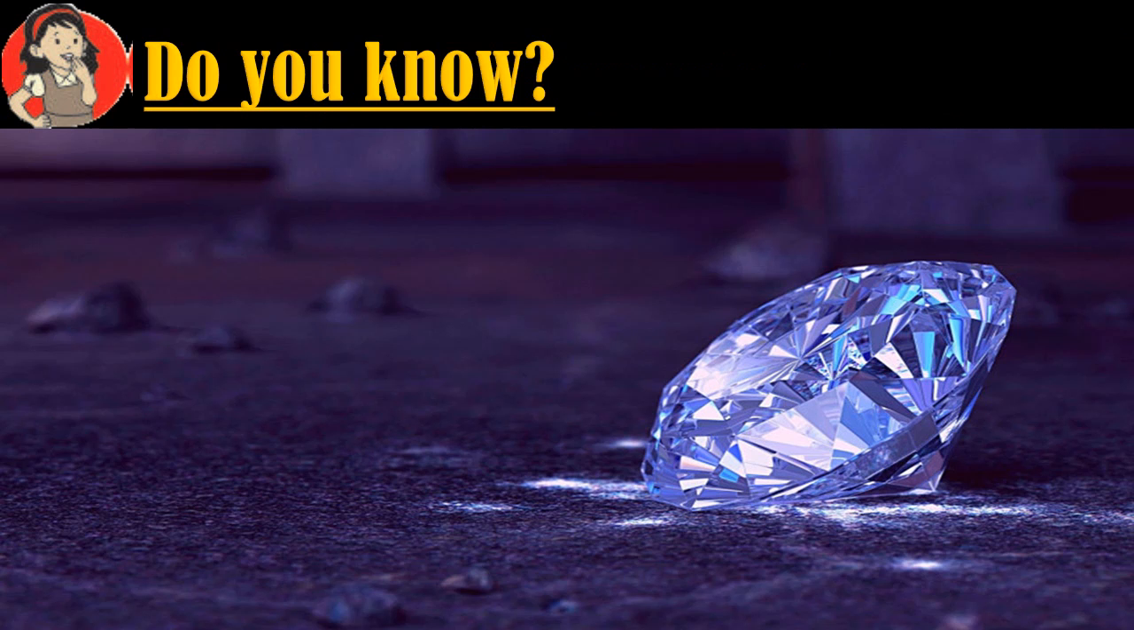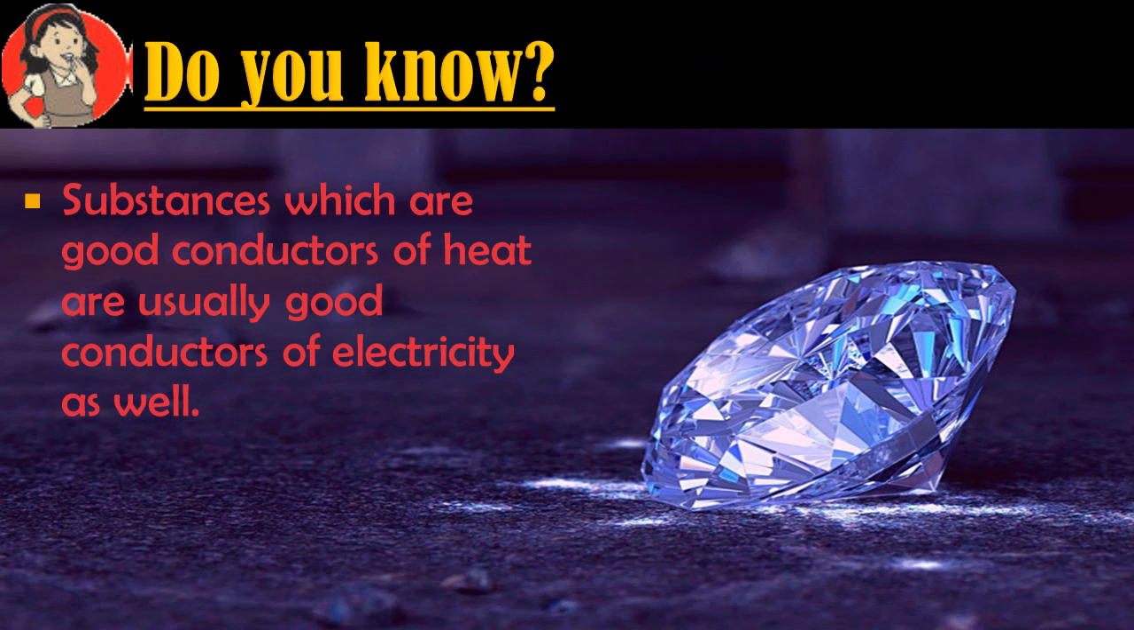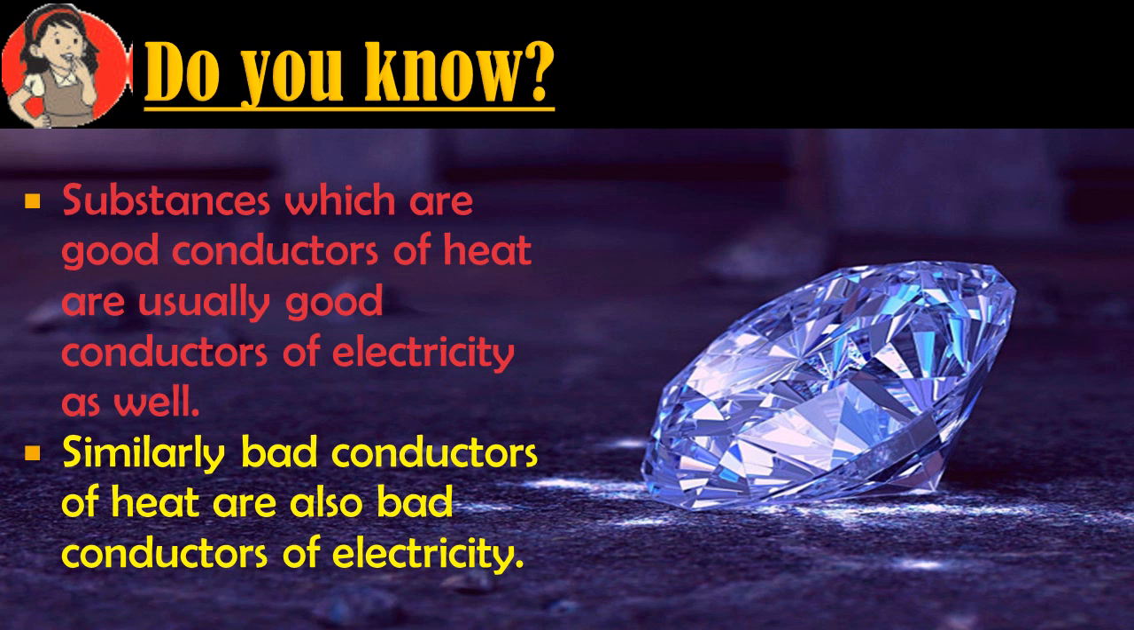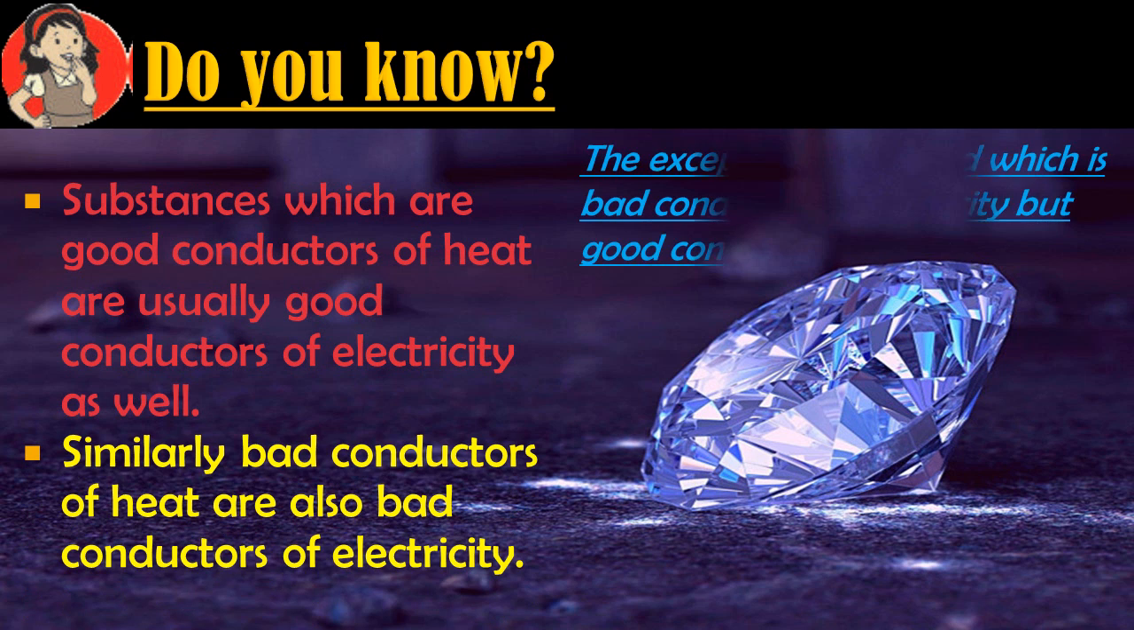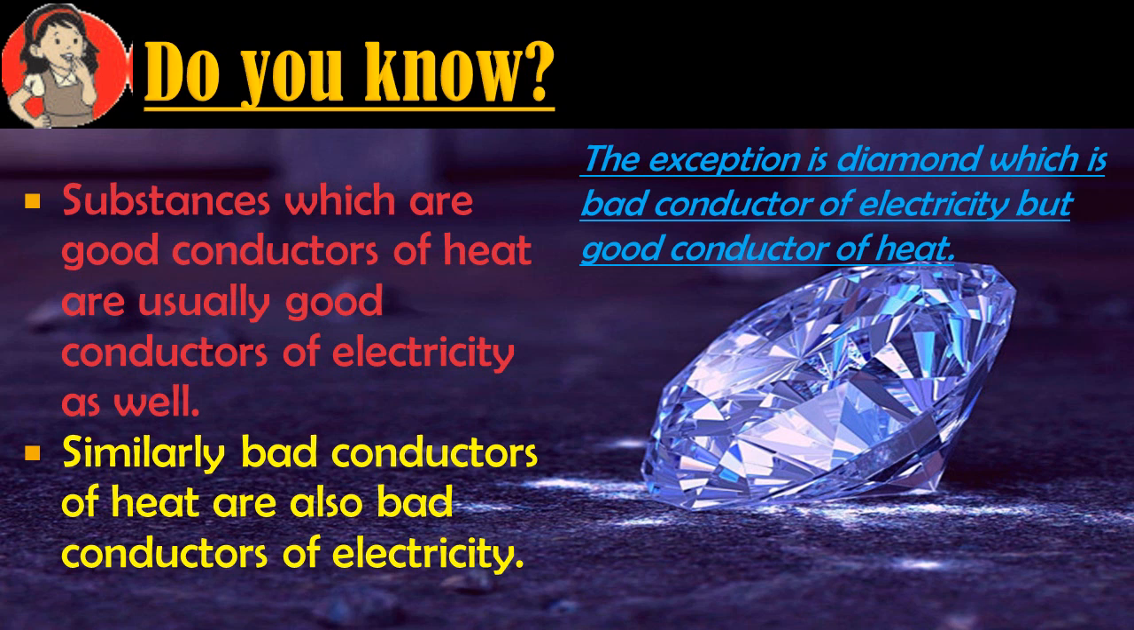So this is graphite. Alright, students, substances which are good conductors of heat are usually good conductors of electricity as well, and similarly bad conductors of heat are also bad conductors of electricity. But the exception is diamond, which is a bad conductor of electricity but a good conductor of heat.